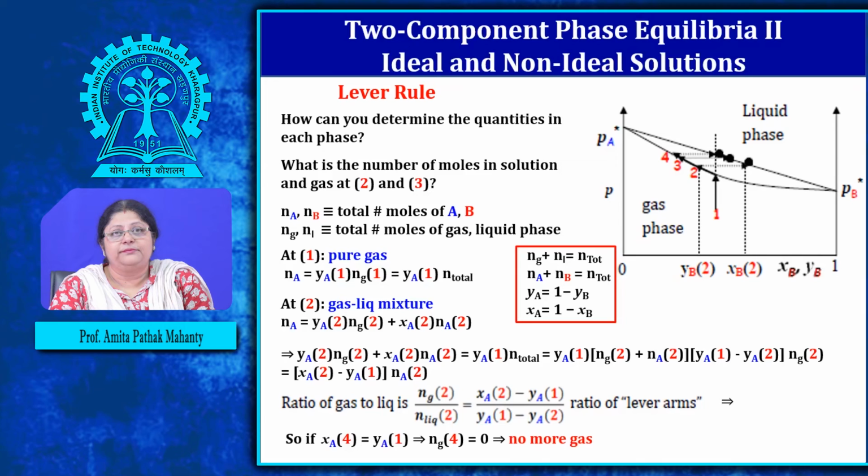Here you are considering point 1. So from point 1 to point 2, along the two arms, it is the ratio of the two arms. That is why it is known as the lever arm. So this is one of the portions: XA at point 2 minus YA at point 1. This is point 1.